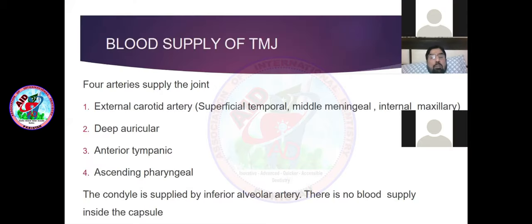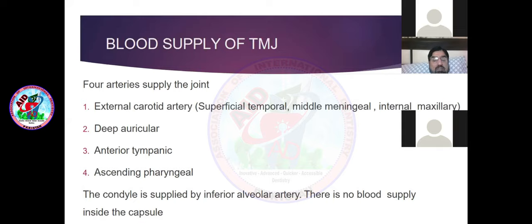Now coming to the blood supply of the temporomandibular joint. There are four arterial supplies to the joint. The main supply, as you understand, is from the carotid arteries: superficial temporal, middle meningeal, and internal maxillary. These are branches directly from the external carotid. Deep auricular, anterior tympanic, and ascending pharyngeal are also branches which give supply directly to the TMJ.